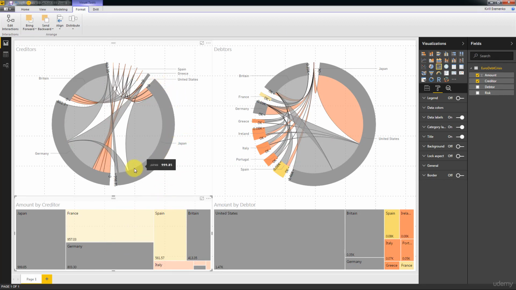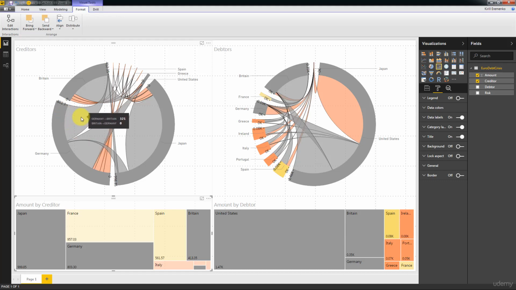Well, right away, because of the sizes of these parts of the pies, we can tell that the most lending has been done by Japan, Germany, and Britain. And we can also tell that from the tree map here. We can see that the US didn't do much lending at all. And the interesting thing is that these countries tend to lend money to each other, right? So you can tell by the size of the start of the pathway.